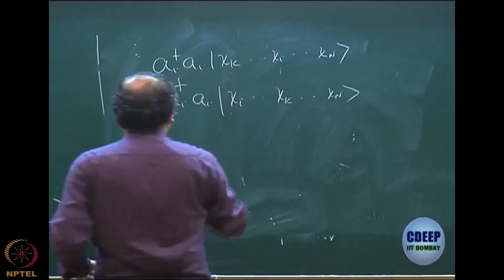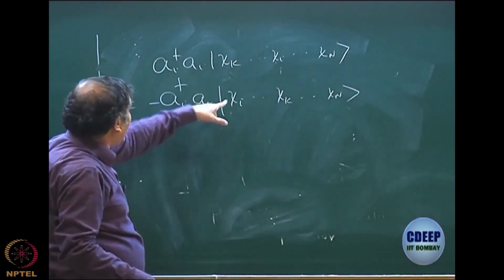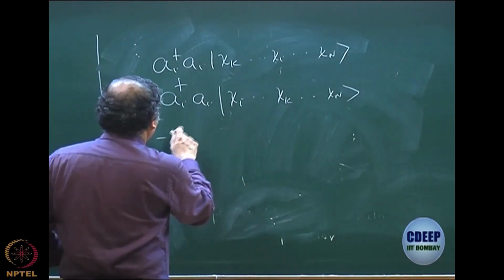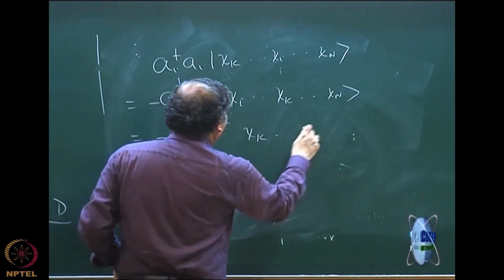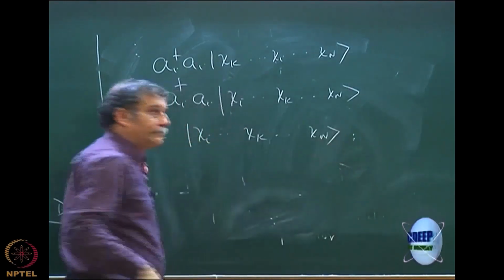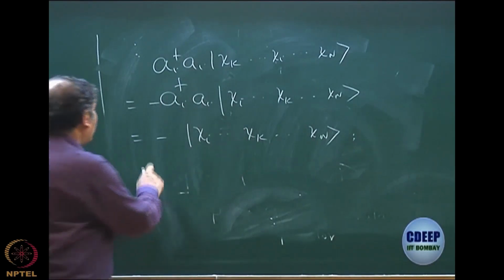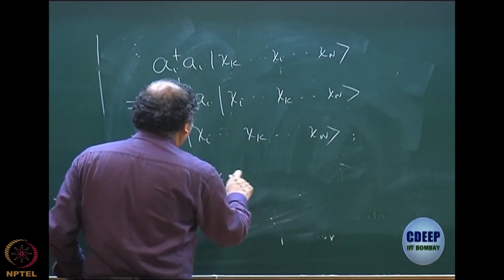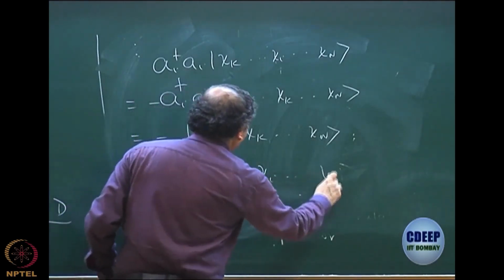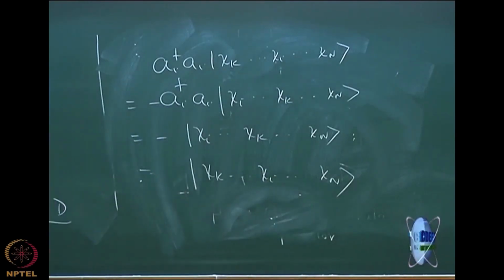So, then I can allow AI to act on chi I and then make AI dagger here. So, I will get back minus chi I chi k chi n, correct, because I will first annihilate and then create, and then I push it back again here. So, I will get chi k here, chi I here, chi n here with the plus sign. So, exactly as it was, right.